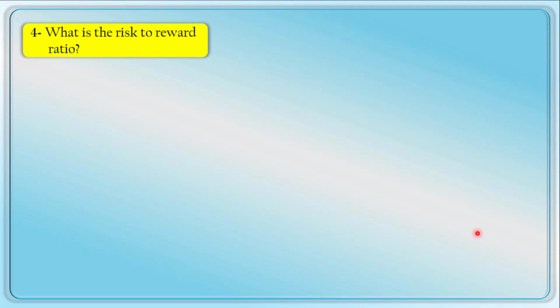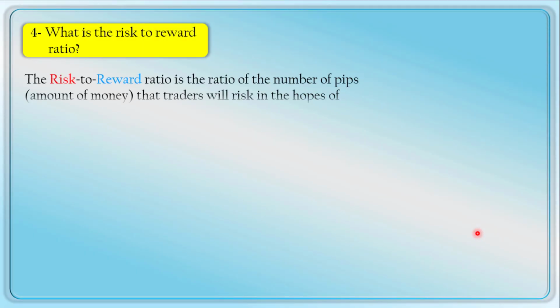Four. What is risk to reward ratio? The risk to reward ratio is the ratio of the number of pips or amount of money that traders will risk in the hope of reaching the target or profit. If you know about the risk and reward ratio, that is fine. You can watch the next part of this lesson where I apply all this in a live market. But if you don't know it, please stay with me and watch this part.